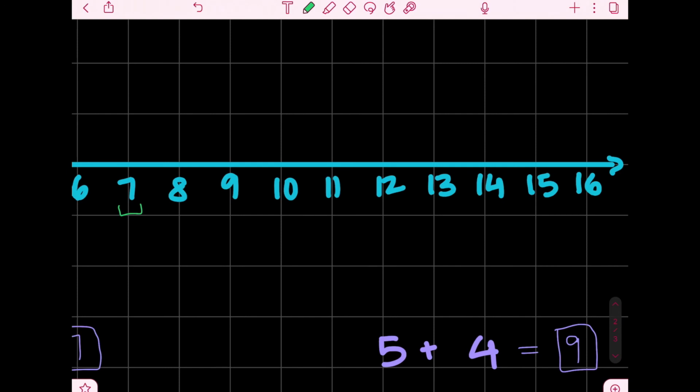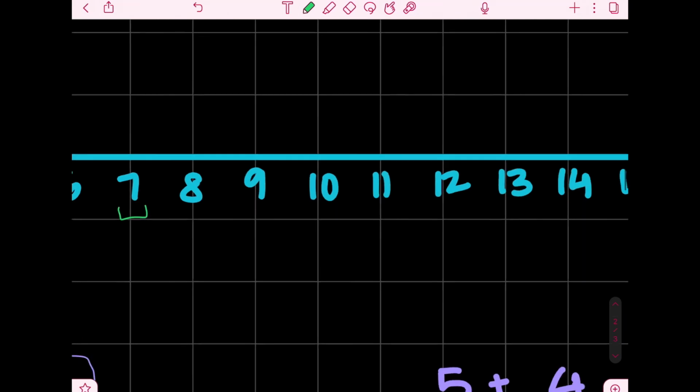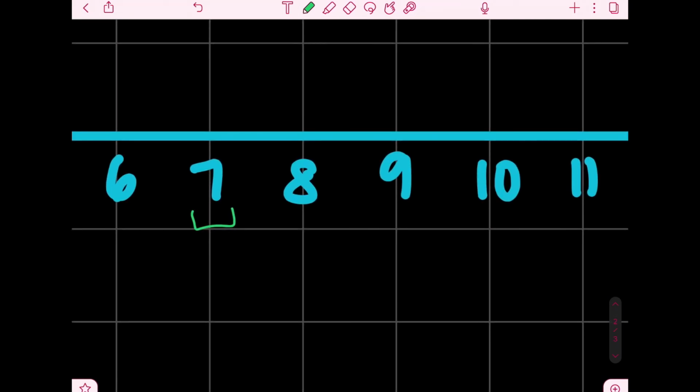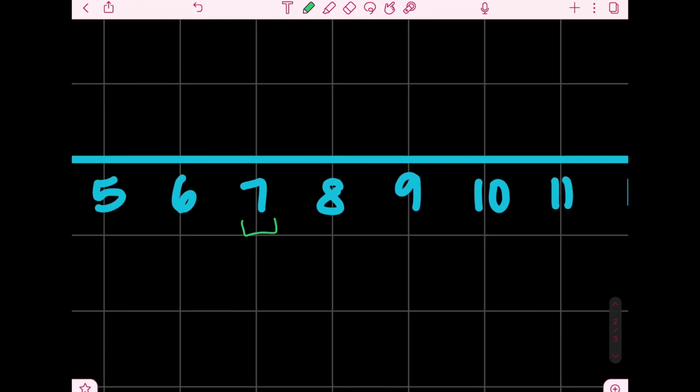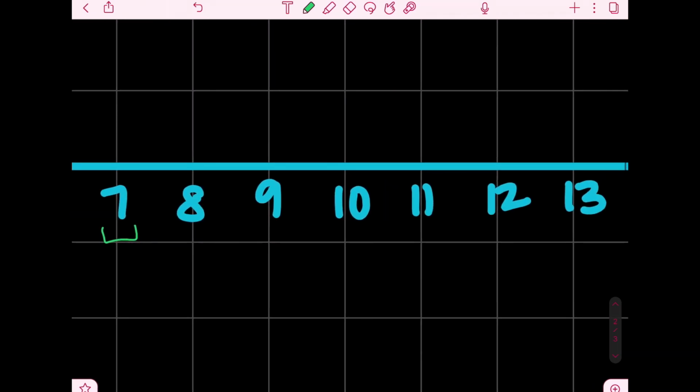All right, so hopefully you were able to pause it and complete the problem, but now we're going to solve it together. So we were starting at number 7 where we left off, and we have to add 7 spaces or 7 boxes to get to our final answer. So let's get started on doing that.